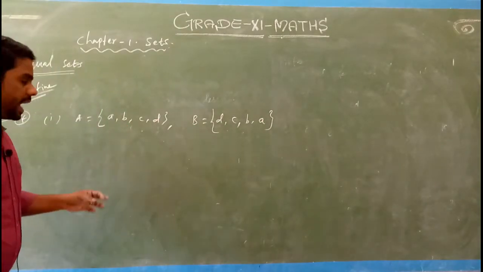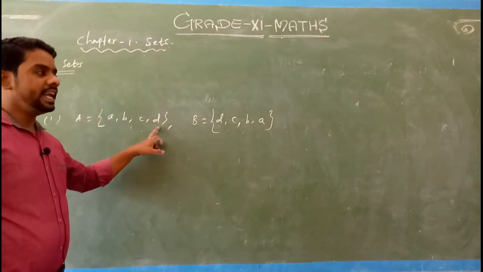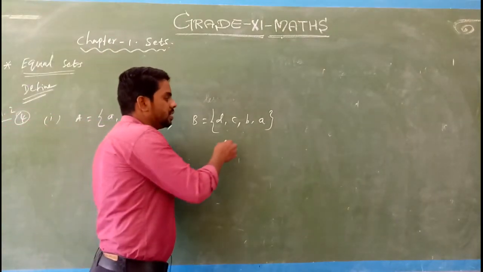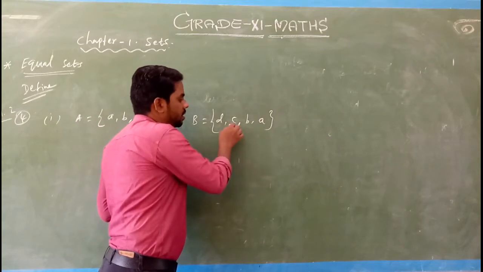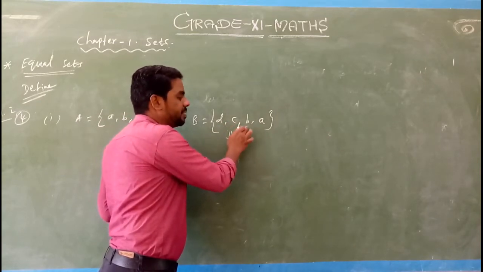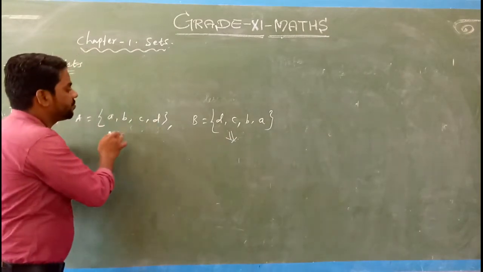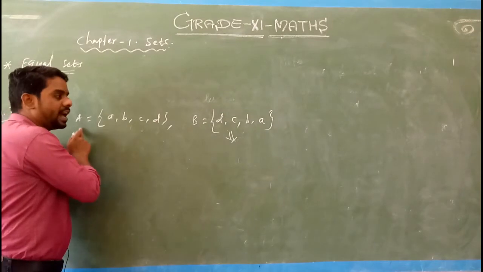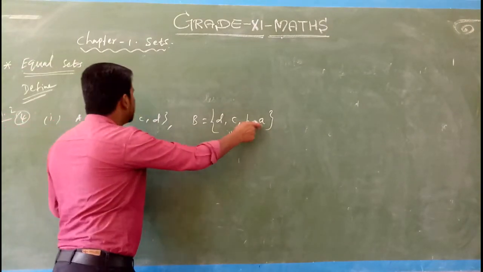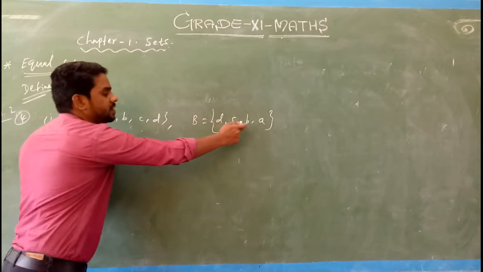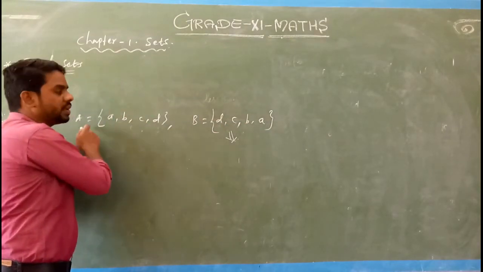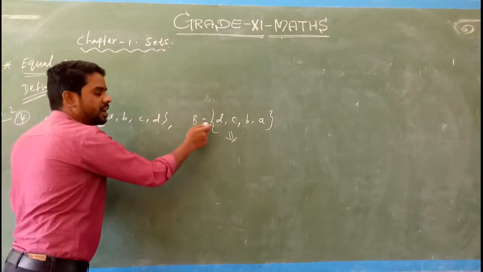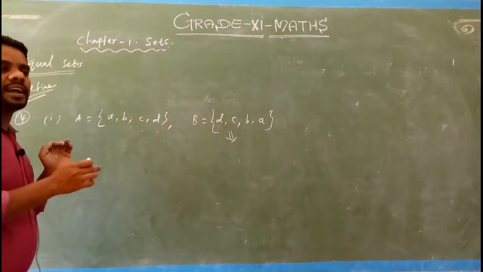Listen, A equals {A, B, C, D} and B equals {D, C, B, A}. You know that the elements are the same, but the order is different. So A, B, C, D and D, C, B, A. Here A belongs to A and A also belongs to B. B belongs to A and B also belongs to B. C belongs to A and C also belongs to B. D belongs to A and D also belongs to B. So these two sets A and B are equal.